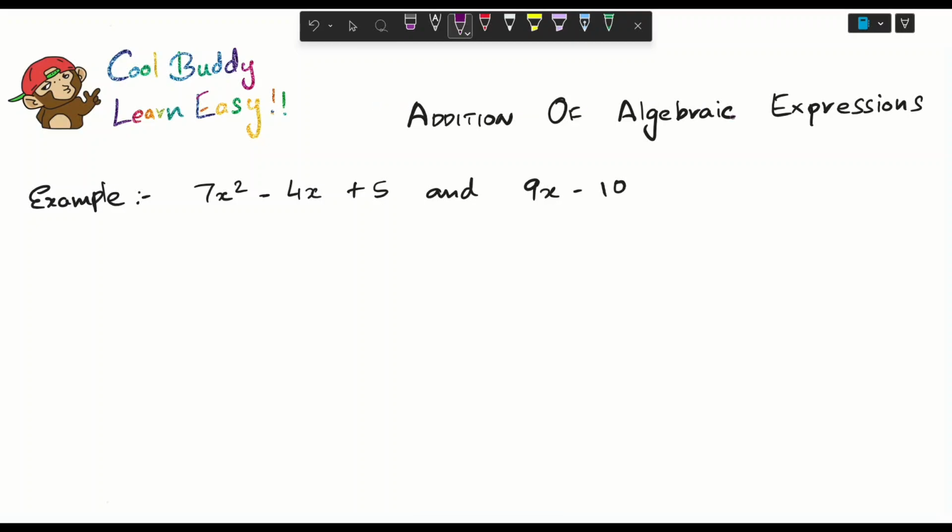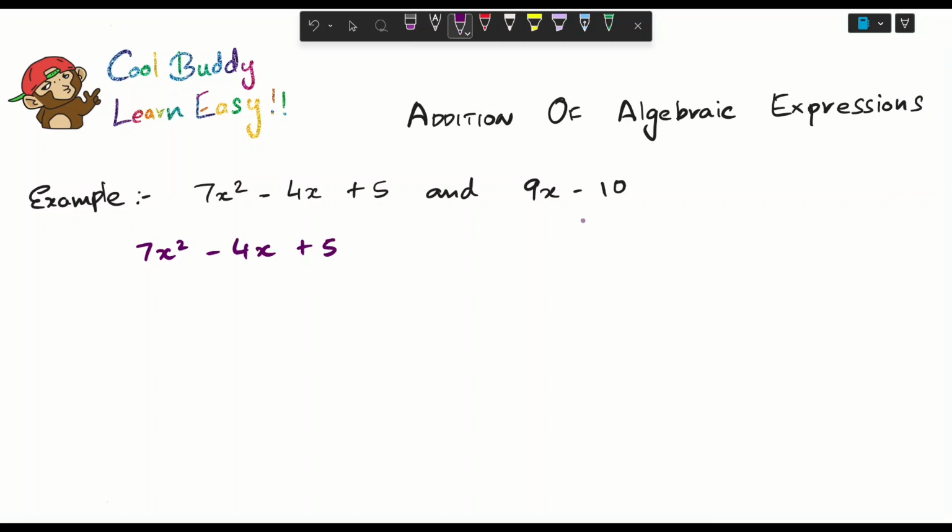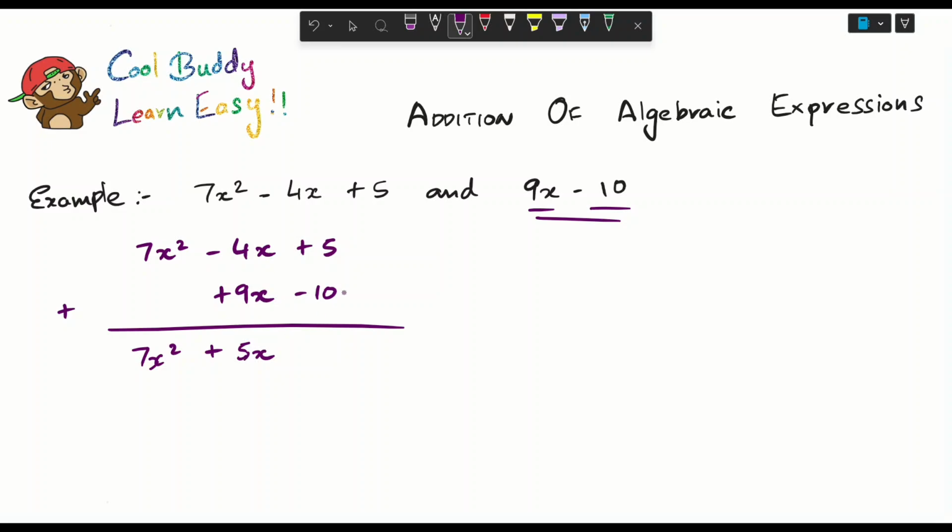Okay, now let's see how to add algebraic expressions by a simple example. We have to write the first expression as it is: 7x squared minus 4x plus 5. In the second expression, we have to look for the x term in the first expression and write 9x below it. Then we look for the constant term in the first expression and write minus 10 below the constant term. Then we have to add as usual. 7x squared, as it is. Then plus and the opposite sign, so we have to subtract, and we get 5x. Here also, greater value sign minus, opposite sign, so we have to subtract and we will get minus 5.